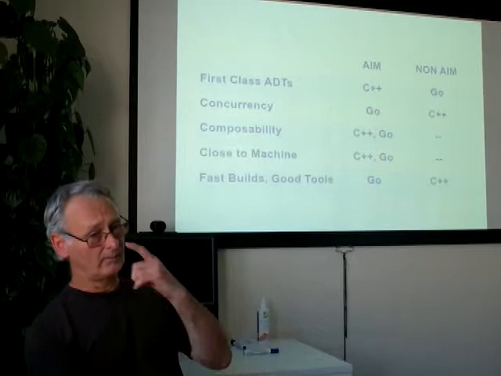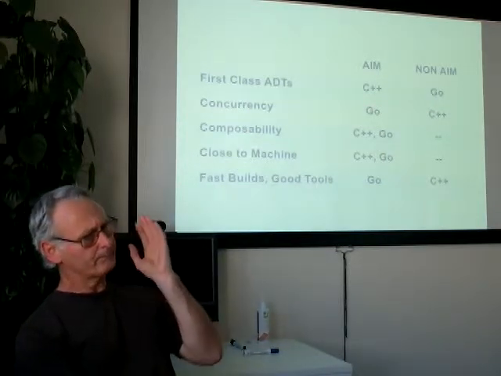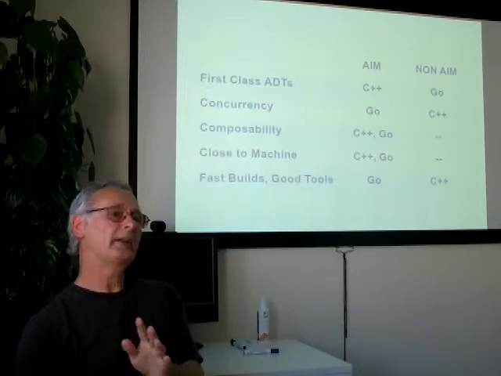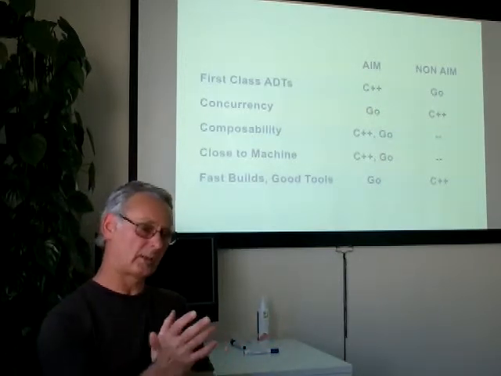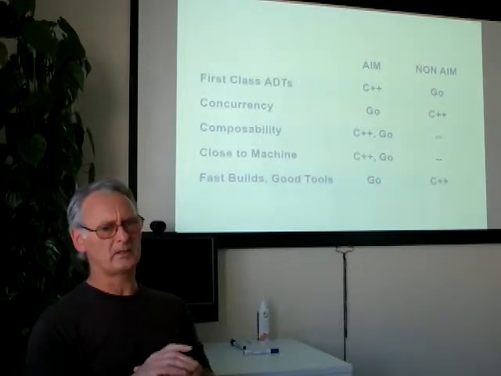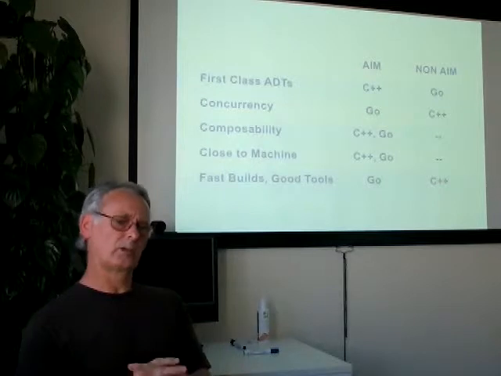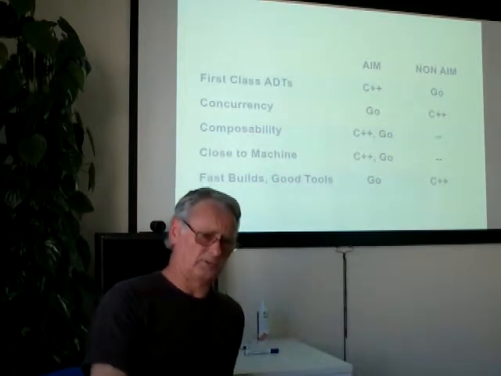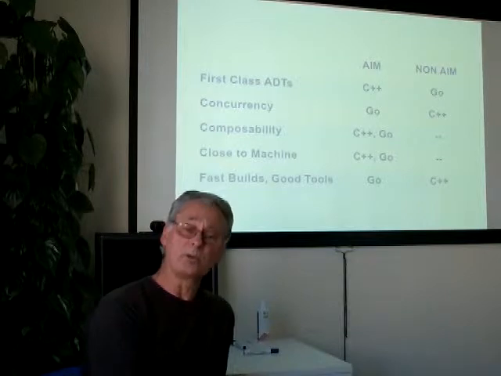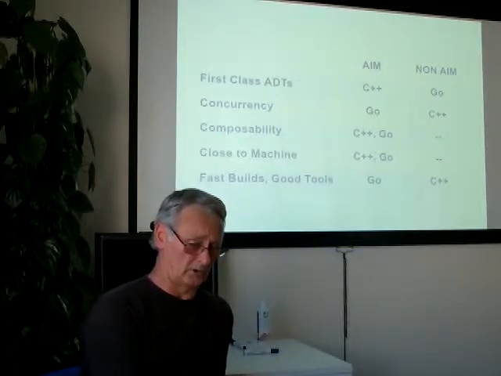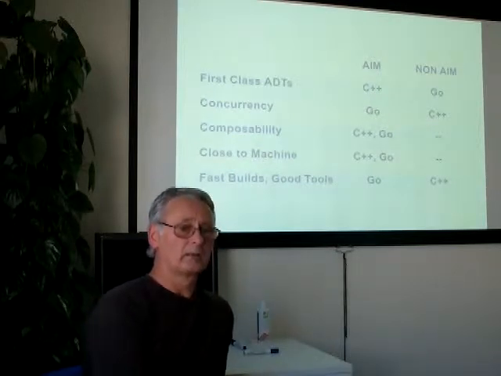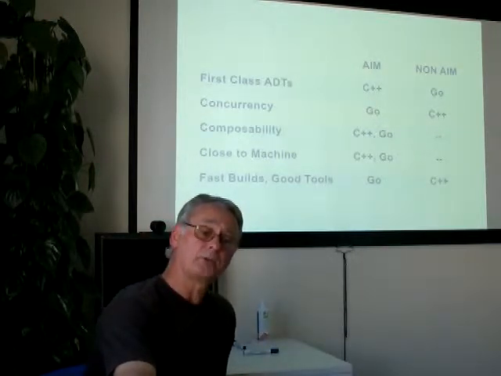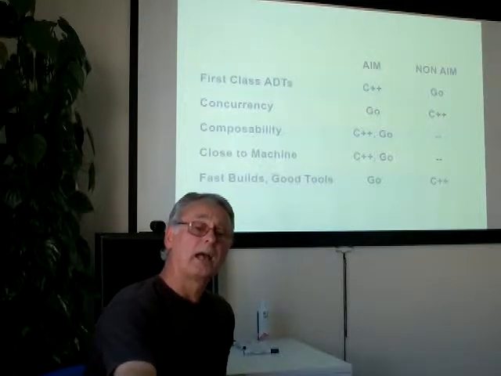So, just to round this bit off, what are the aims and non-aims? First-class ADTs were a central aim of C++. They are a non-aim for Go. Right? So although complex is a built-in data type in Go, you can't write arithmetic with complex numbers in the same way that you can with integers. So if you want to produce a vector data type, it's going to look different. Concurrency is a central aim of Go and wasn't a central aim of C++, and for good reasons. Stroustrup knew how difficult it would be. Composability, that's a goal for both of them, but they do it differently. Close to the machine, yes. Fast build and good tools. The tools aspect is very important to Go, and that was a non-aim for C++.